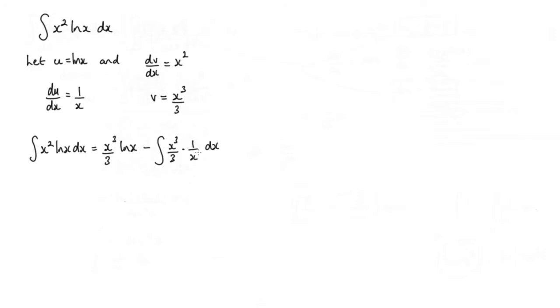Now I can cancel this x with one of these x's here, and I could also bring this third outside the integral. So simplifying a little bit, we've got x cubed over 3 log x, minus 1/3 the integral of x squared dx.